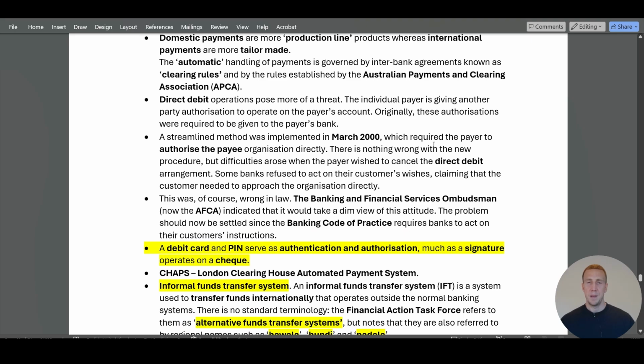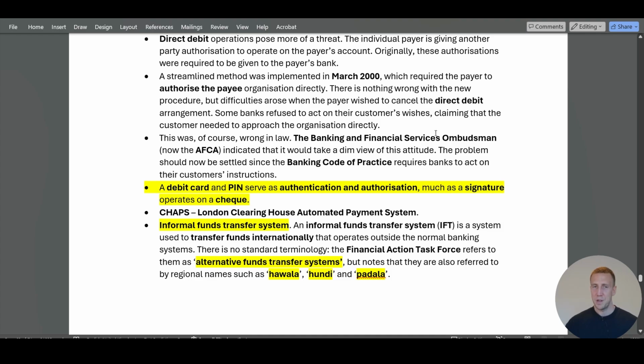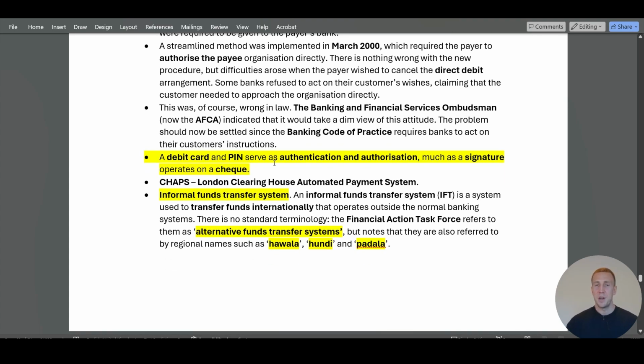A streamlined method was implemented in March 2000, which required the payer to authorize the payee organization directly. There is nothing wrong with the new procedure, but difficulties arose when the payer wished to cancel the direct debit arrangement. Some banks refused to act on their customers' wishes, claiming that the customer needed to approach the organization directly. This was, of course, wrong in law. The Banking and Financial Services Ombudsman, now the AFCA, indicated that it would take a dim view of this attitude. The problem should now be settled since the Banking Code of Practice requires banks to act on their customers' instructions. So a debit card and PIN serve as authentication and authorization, much as a signature operates on a check.